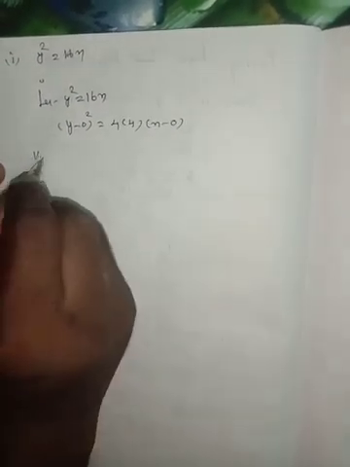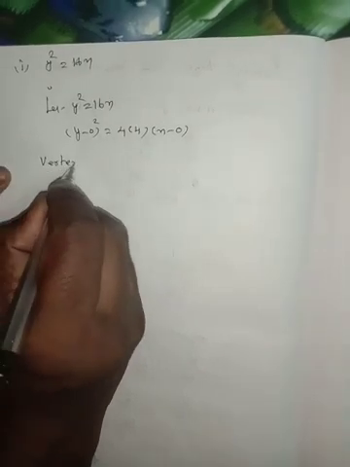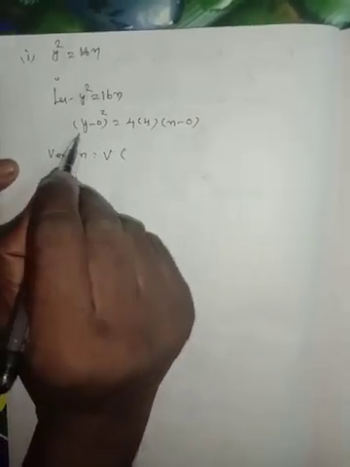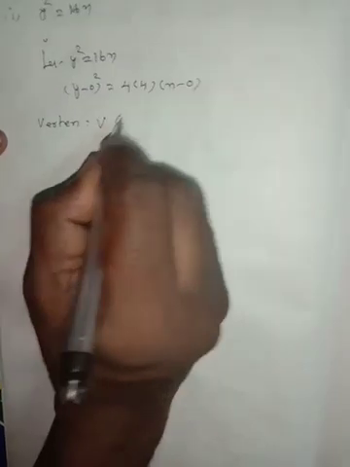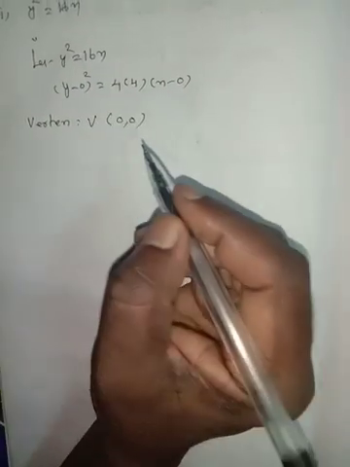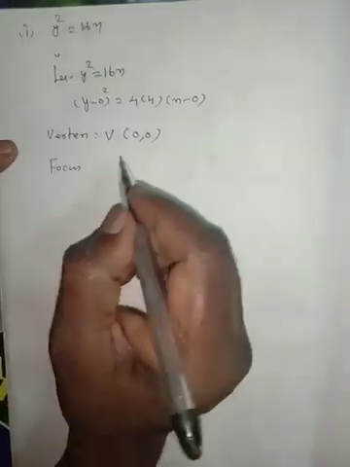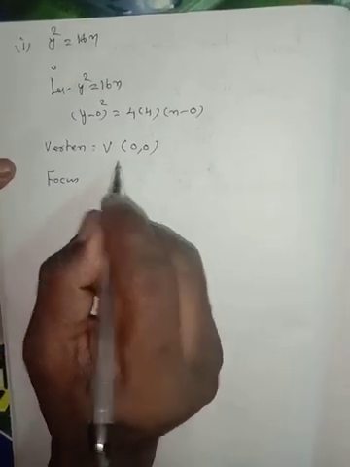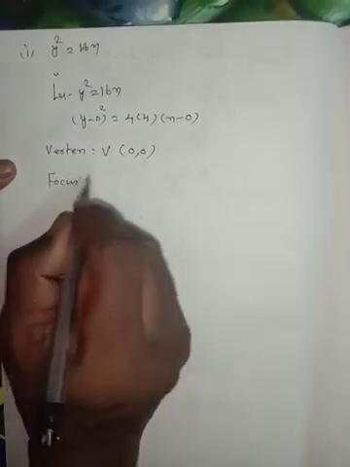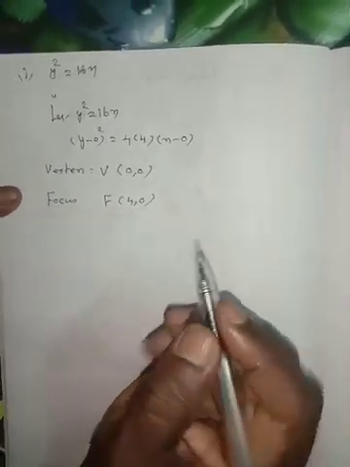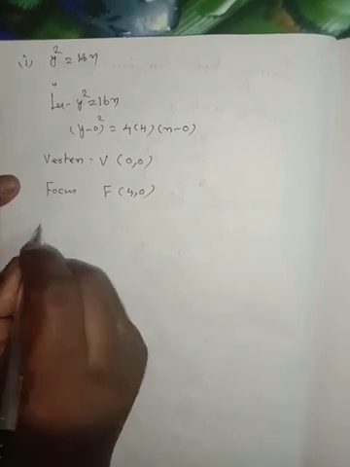Now, the vertex from the equation, vertex V is h and k, which are 0, 0. Therefore the vertex is 0 comma 0. Next, the focus is 4 comma 0. Focus F is 4 comma 0. Next, equation of directrix.